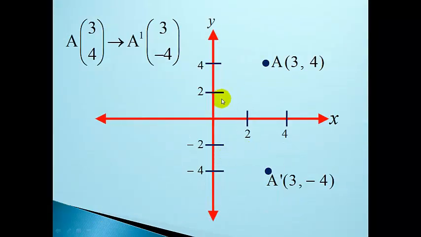Now on the graph, for A(3, 4), the x coordinate is 3 and the y coordinate is 4. So on the x axis we have 3 and on the y axis we have 4. So this is the point A(3, 4). After reflecting in the x axis, the image A' is (3, -4), with 3 as the x coordinate and -4 as the y coordinate. So this is the point, and that is the image.